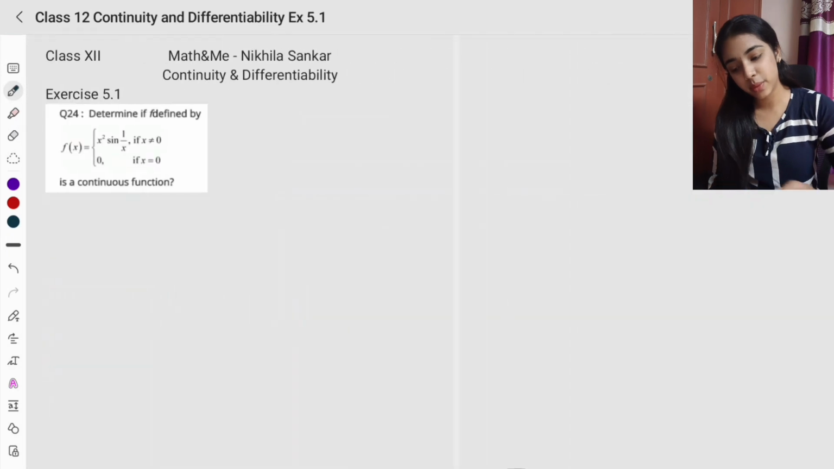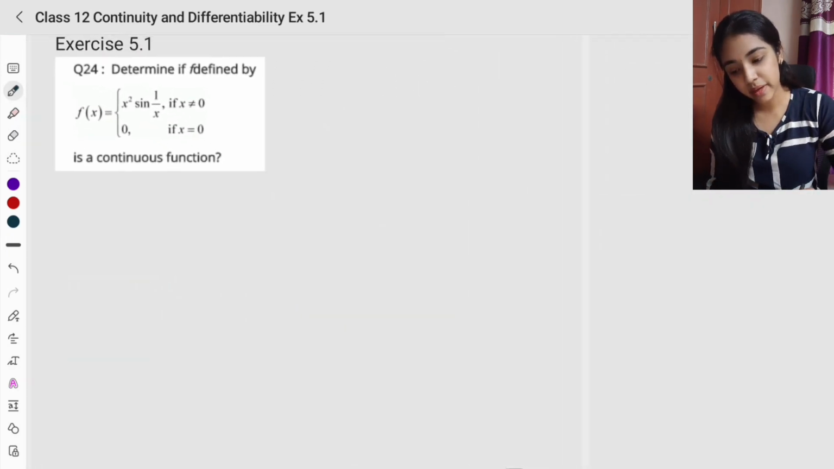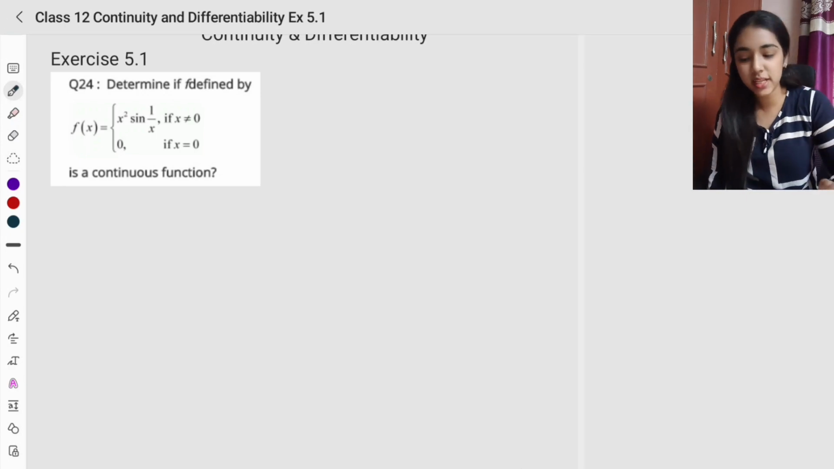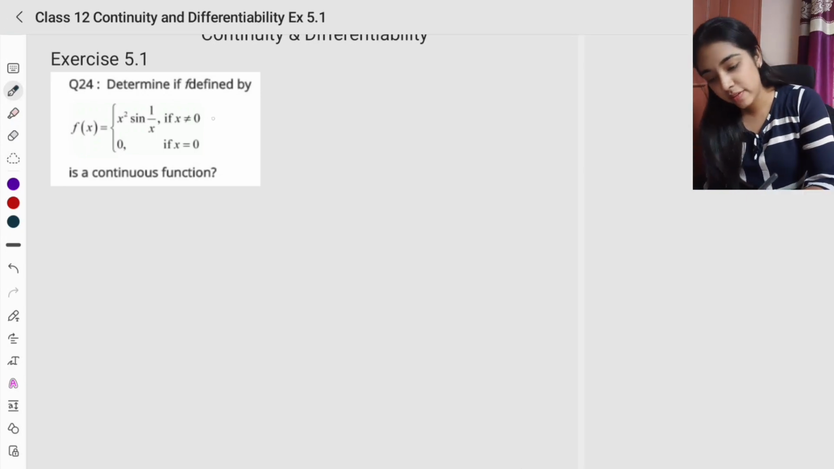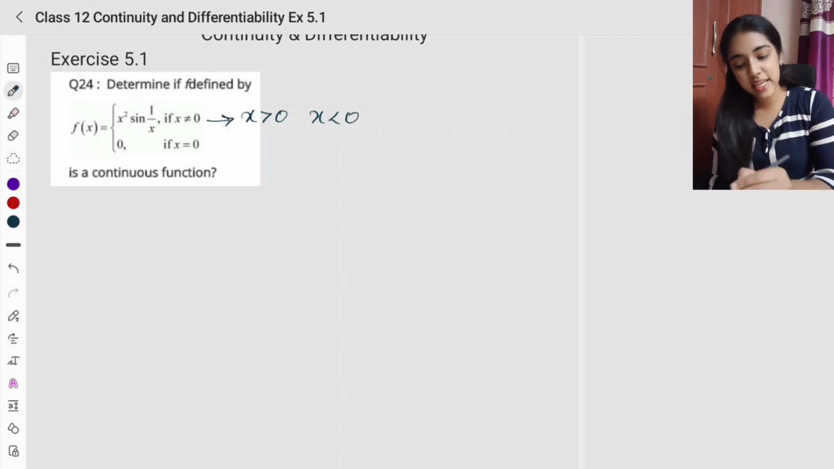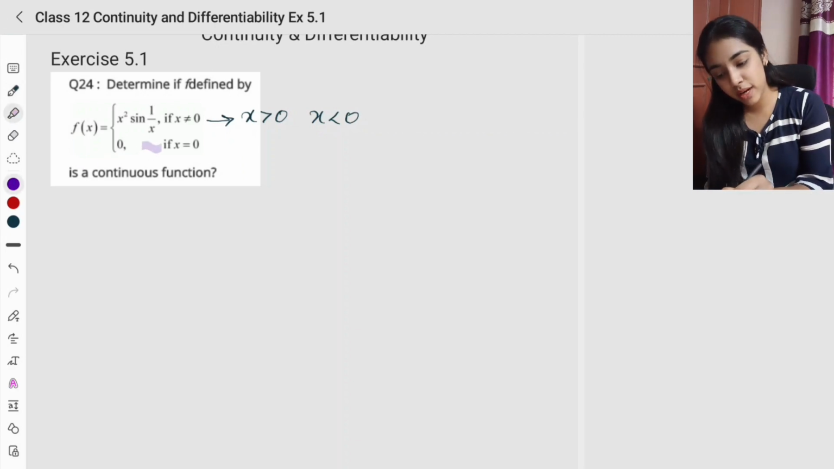Moving on to question number 24 now. Okay. Determine if the function defined by f of x is a continuous function. They are asking us to prove whether it is continuous or not. So you have x not equal to 0, which means it is going to satisfy for both x greater than 0 and x less than 0. It is enough to satisfy the two conditions. And I have x is equal to 0, for which another condition is given. So I'm going to mark that in purple and this I'm going to mark in pink.